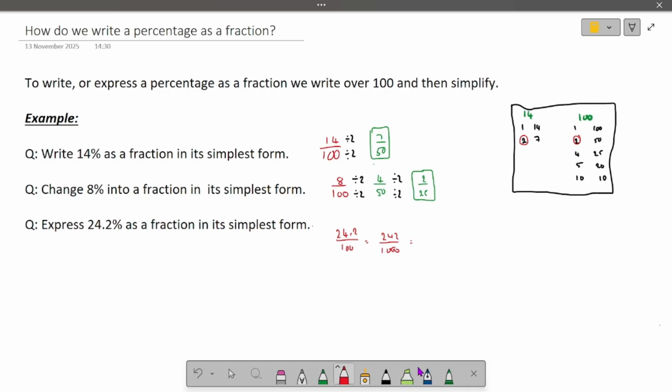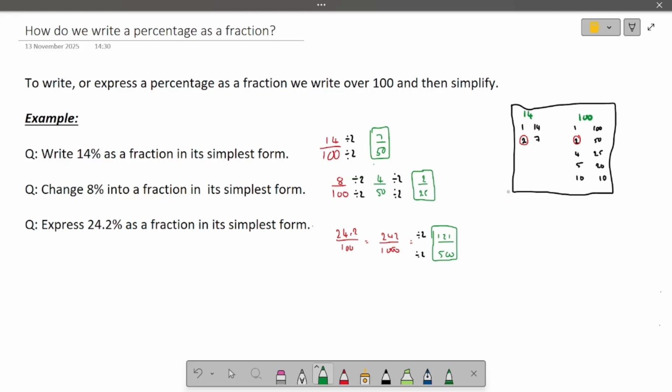So again, if you do not know the highest common factor between 242 and 1000, you can simply do this in smaller steps. Since they're both even, they will both divide by 2. 242 divided by 2 is going to give me 121. 1000 divided by 2 is going to give me 500. And that's about as far as we can go. We cannot really proceed any further.